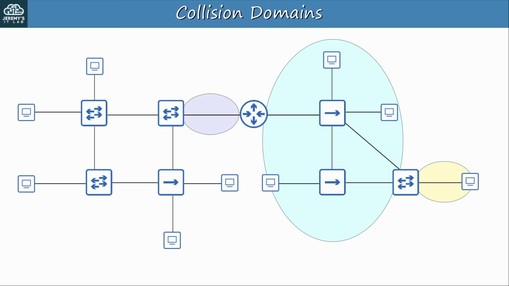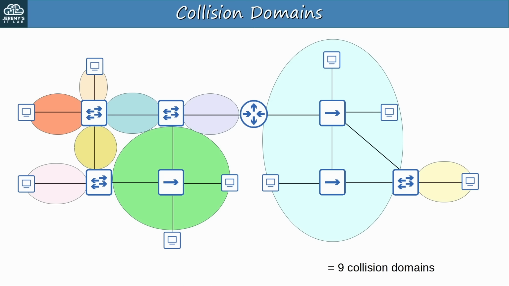This link between the router and other switch is another collision domain, and the other interfaces of this switch are in their own collision domains too. This switch port here is a unique collision domain too, and this group of links is the final collision domain, all in one collision domain because of the hub connecting them together. So there are a total of 9 collision domains in this network. If you got the answer wrong, don't worry. We'll do another practice question in the quiz after the video.